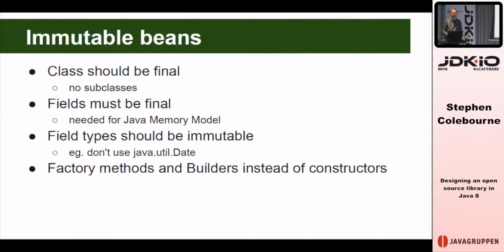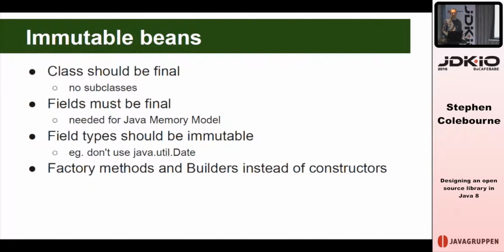Technically, what you need is a final class, so no subclasses. All the fields need to be final, otherwise the Java memory model won't work properly. Basically, if all the fields are final, then when it's constructed, everything is properly locked down. If you don't make them final, they're not properly locked down. The field types themselves need to be immutable. You can't expose a java.util.Date because that itself is mutable, so you'd be making your bean mutable if you did.